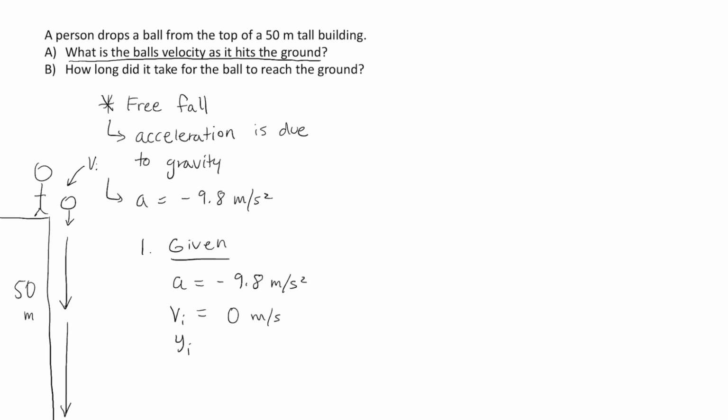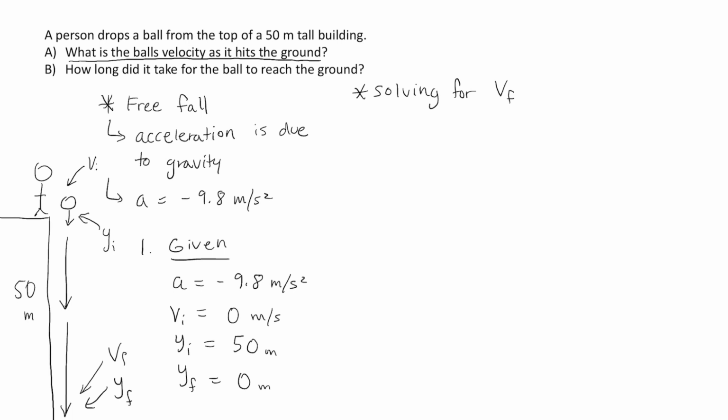We also know yi and yf are initial and final positions. The initial position is when the ball's at the top of the building, and the final position is when the ball hits the ground. So we can say yi is equal to 50 meters, and yf is equal to 0 meters. And to remind us what we're solving for, we are solving for Vf, which would be the velocity when the ball hits the ground.